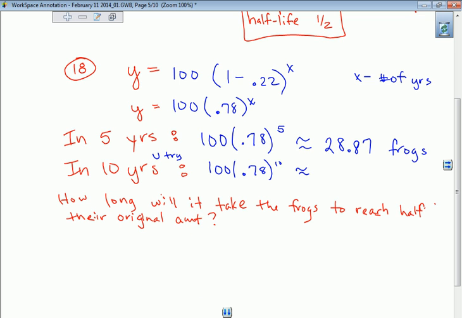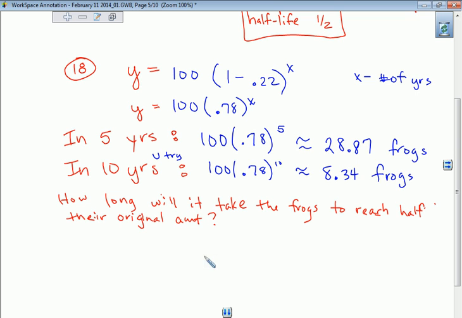Okay, so let's see what you got for this one. What did you get? 8.3 frogs. 8.3. Okay. So we'd probably say around 8 frogs, right? All right. So the last question.